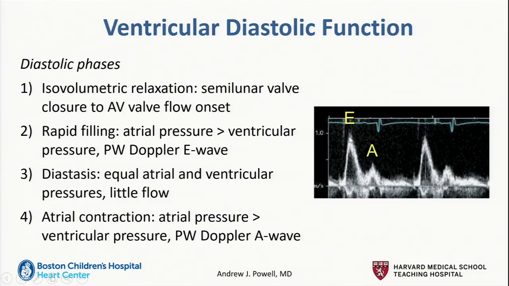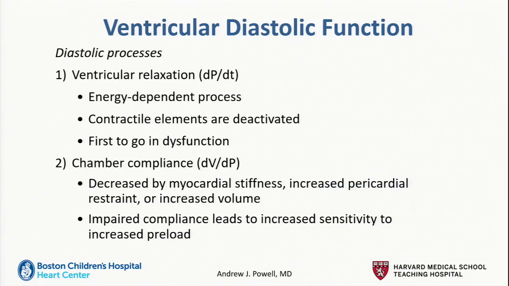Then as blood comes into the ventricle and starts coming in, that increases the left ventricular pressure and decreases the left atrial pressure. So you get some pressure equilibration, flow slows down, and you have this moment of diastasis where you have equal atrial and ventricular pressures and little flow. And then the fourth phase comes with atrial contraction. So the atria squeeze, that increases the atrial pressure again and forces blood into the left ventricle, and that's what creates this A wave, A for atrial, on the pulse wave trace. So that's one approach to thinking about diastole.